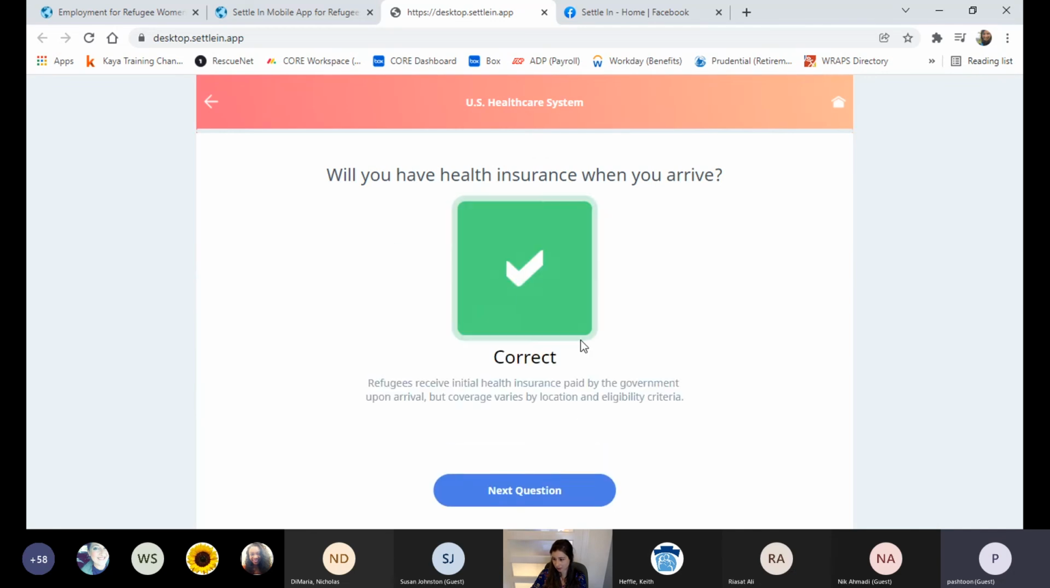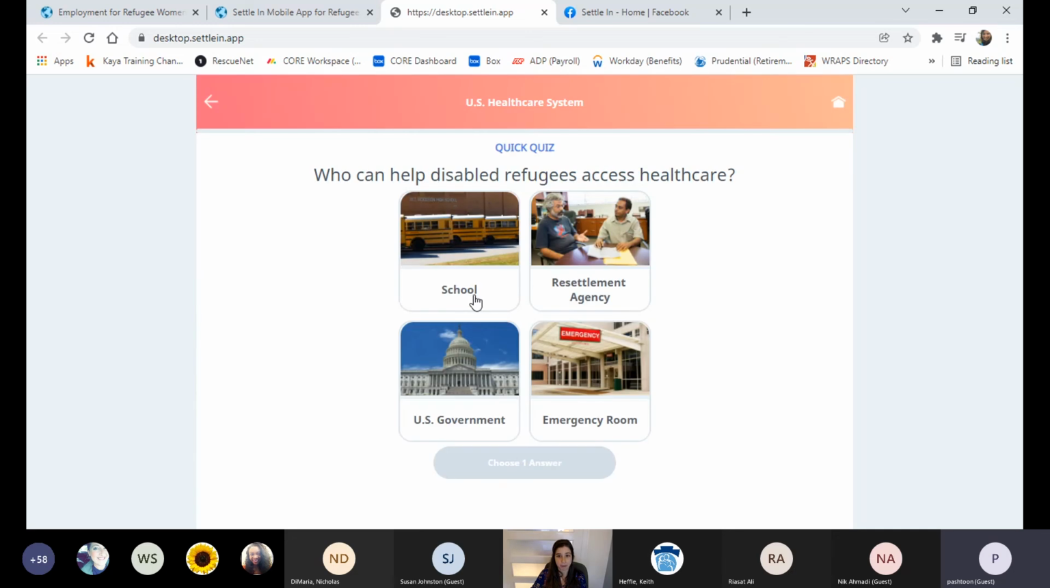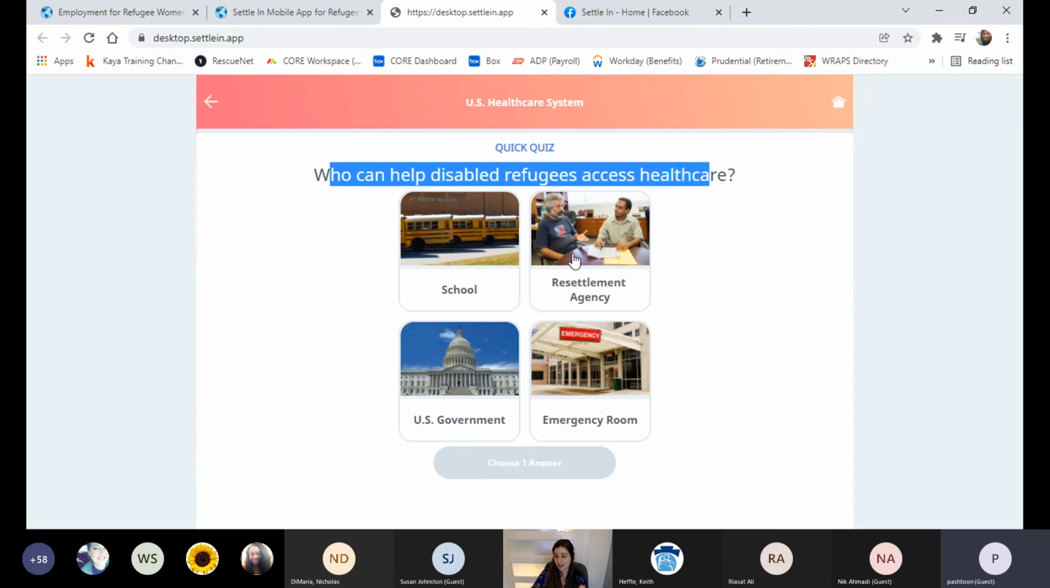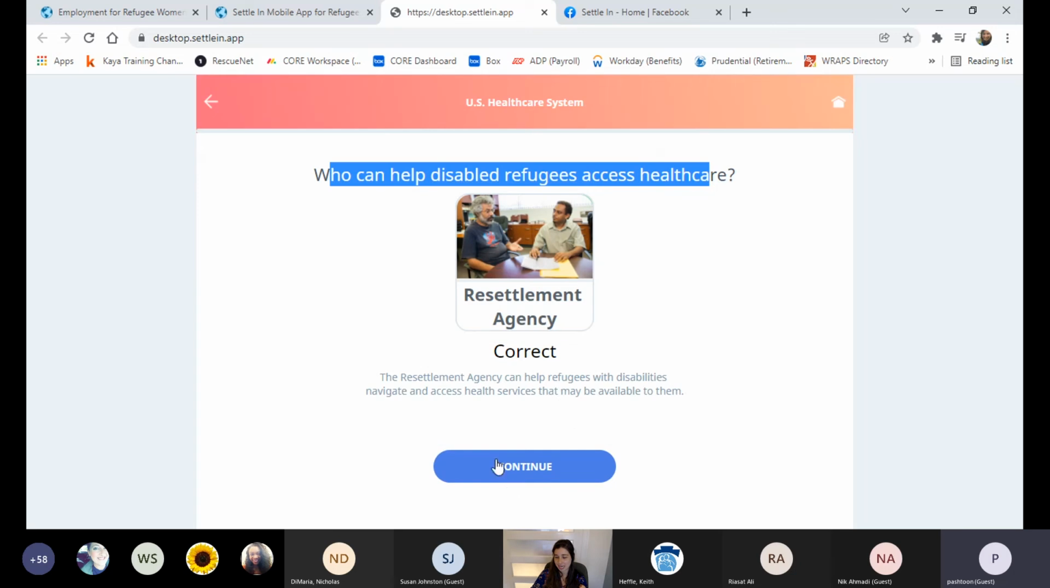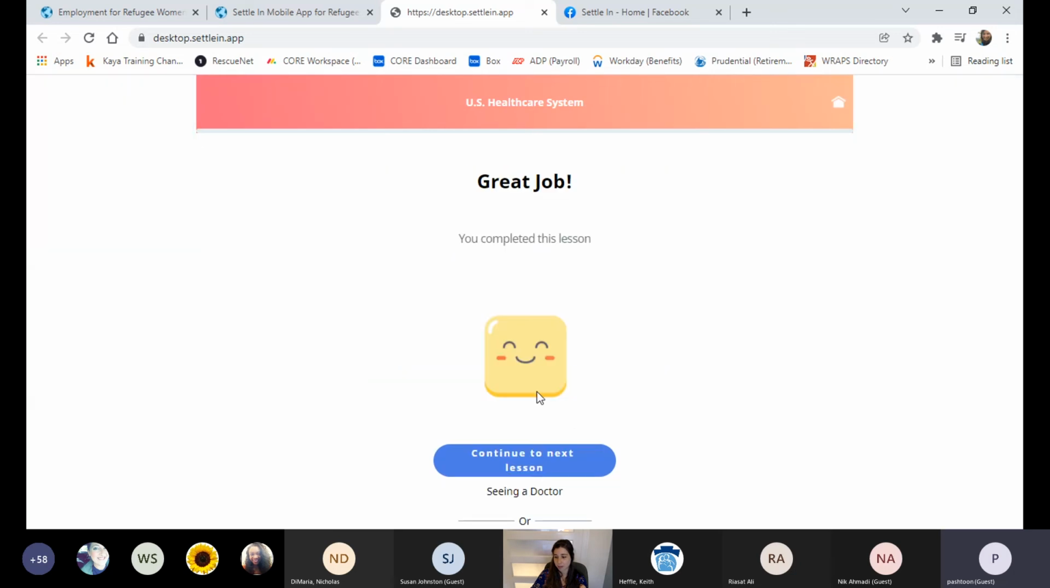Give me a moment because it's memorizing my activity of going through this lesson. So we're kind of switched back to the quiz after the information that was shared. But you can see that after you learn certain information on the cultural orientation topic, it will ask individuals to complete a quiz that will reinforce the information that they just learned. So the quiz questions will show differently. This one says, who can help disabled refugees access health care? And then you click which ones apply and it will provide additional information.